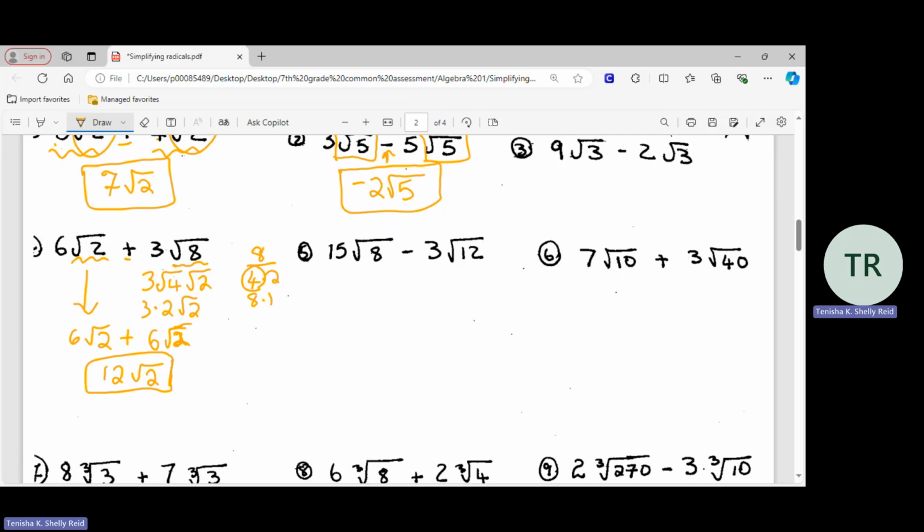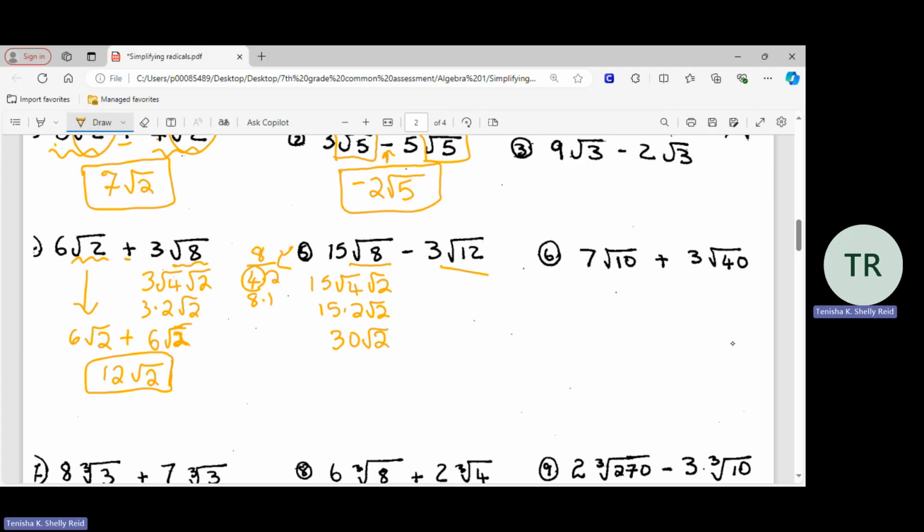Let's look at number 15. For number 15, they are not like radicals, so I can't add or subtract them yet. But again, they can be simplified. For 8, I just did it, so I know that 8 can be broken into the square root of 4 and the square root of 2. So that this becomes 15 times 2 times the square root of 2. That leaves us with 30 radical 2.